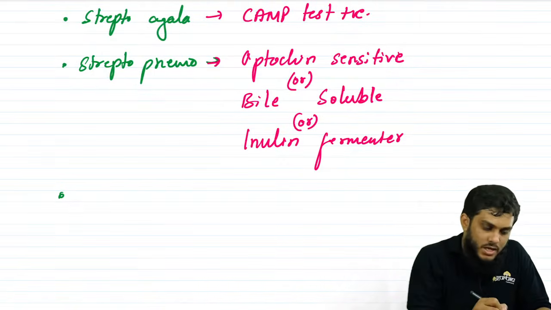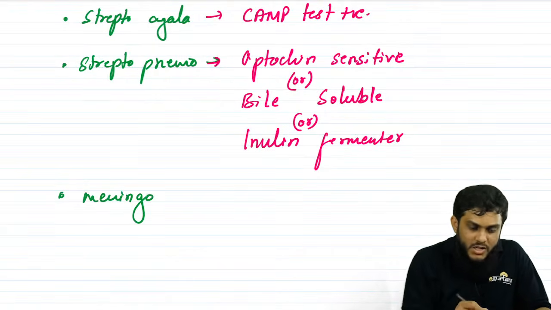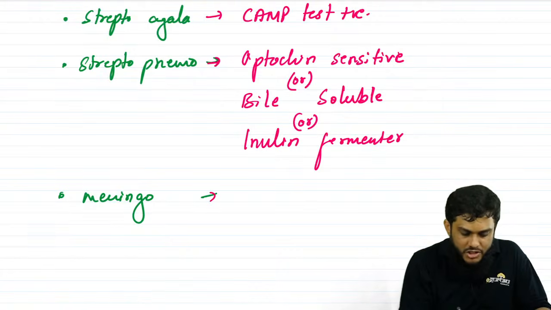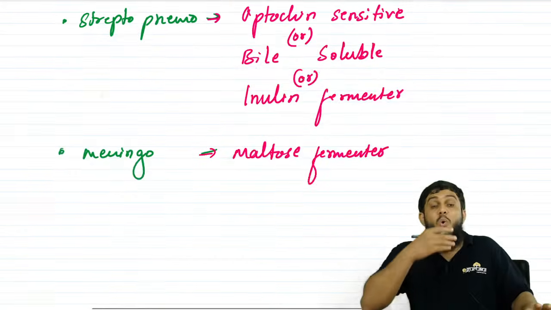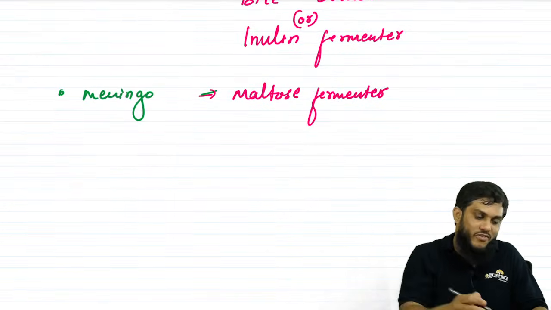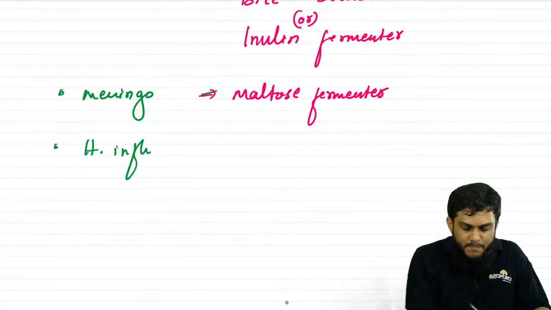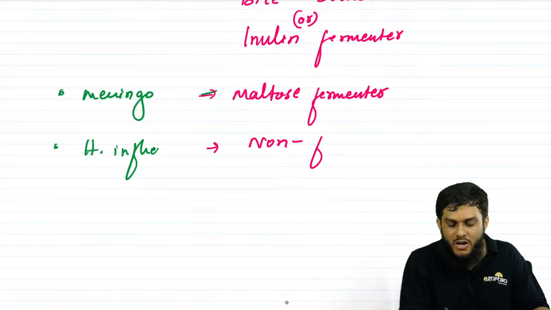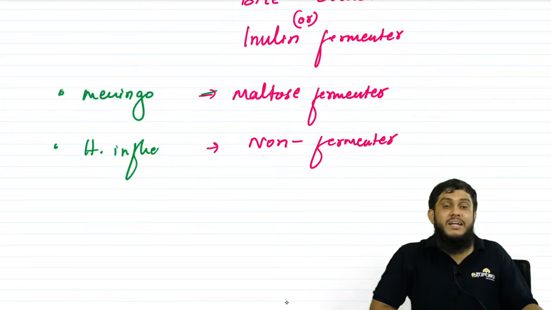If you talk about Haemophilus and meningococcus, for meningococcus maltose fermentation is a very important biochemical test. Meningococcus is a maltose fermenter, because based on this we differentiate meningococci and gonococci. Meningococci is a maltose fermenter, whereas gonococci is a maltose non-fermenter. Then Haemophilus influenzae: a very important point is that Haemophilus influenzae is a non-fermenter. That means it will not ferment any sugar.